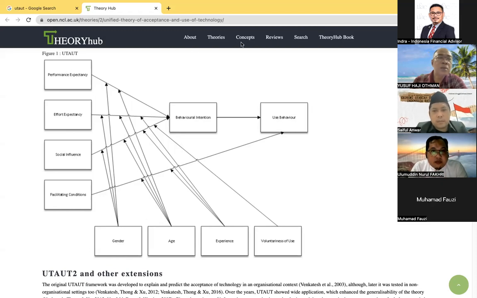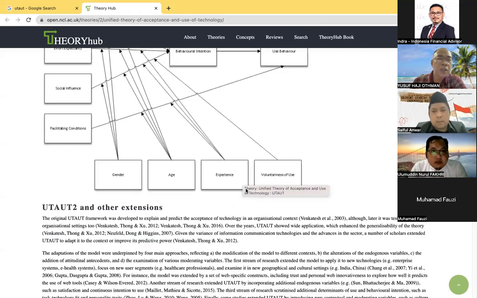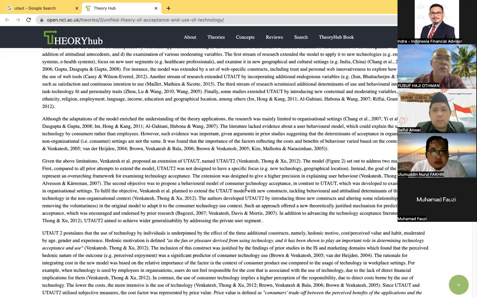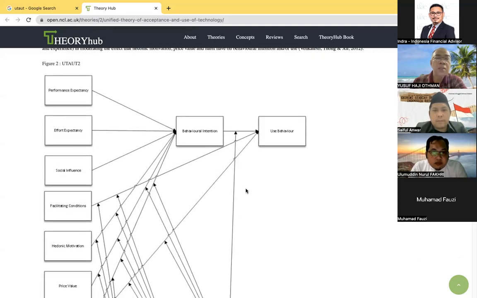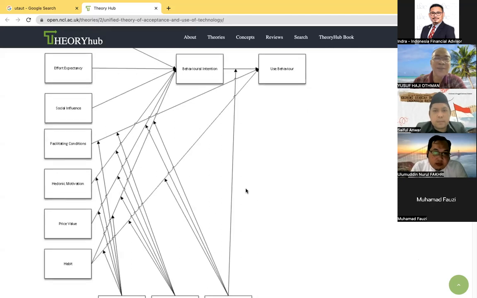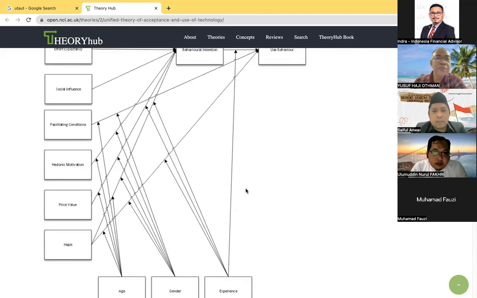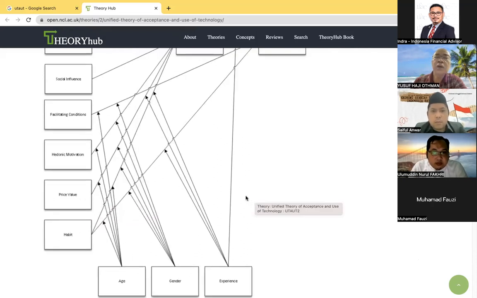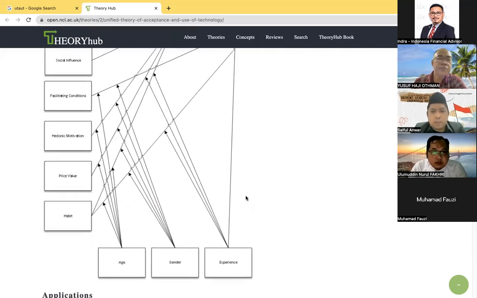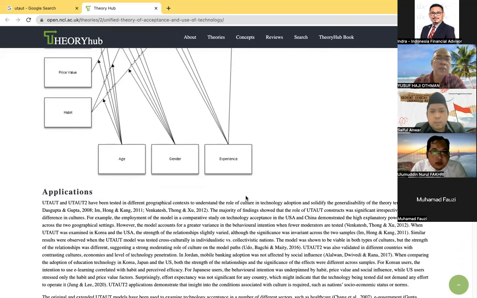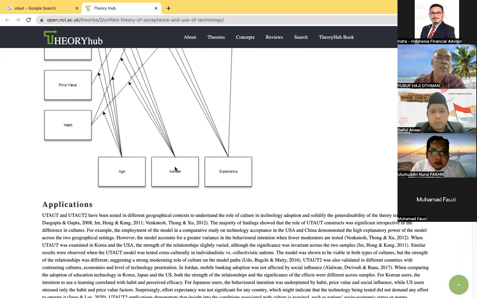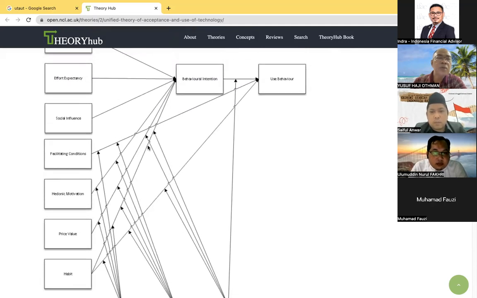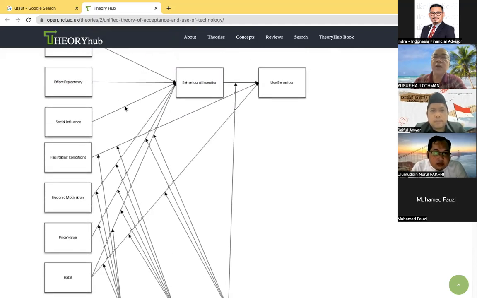You look at UTAUT, this is the original UTAUT, and we have UTAUT 2 and other extensions. This is more complicated, yeah? This is UTAUT 2, and they added hedonic motivation, price value, habit. Then you decide which one you want to use. Like I said, every inclusion of the variables or constructs must be justified.